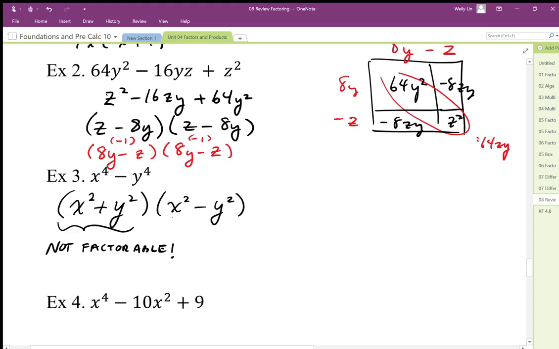Okay. However, this does still factor, so we need to continue factoring. So we end up with x squared plus y squared, which is not factorable. That is still a difference of squares, so we can factor to its conjugate pairs, x plus y, x minus y.